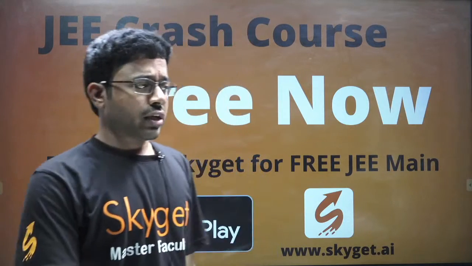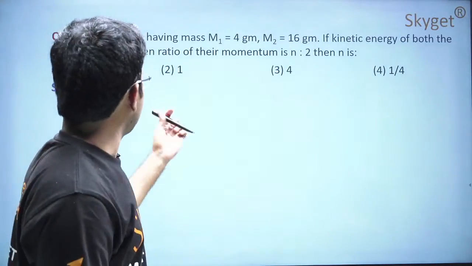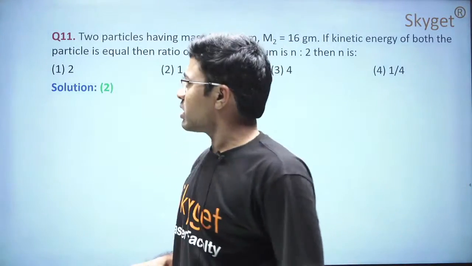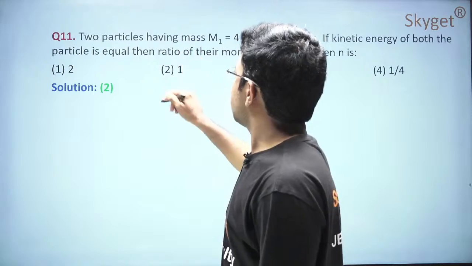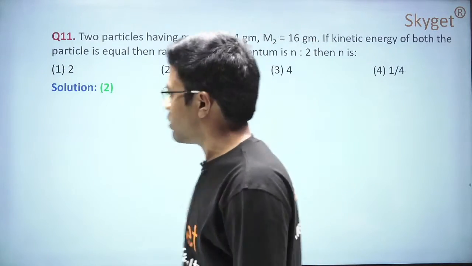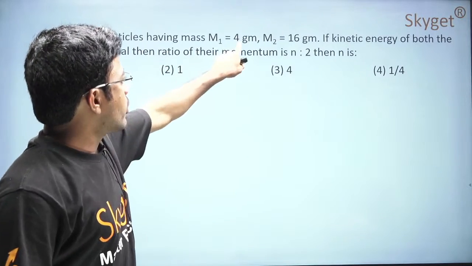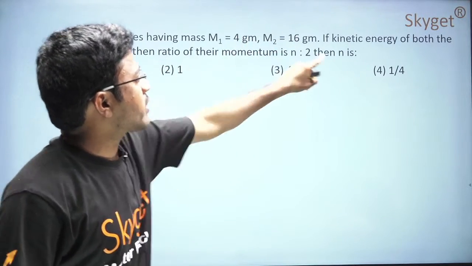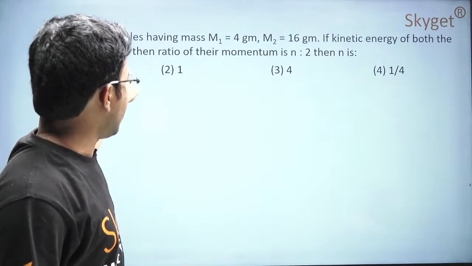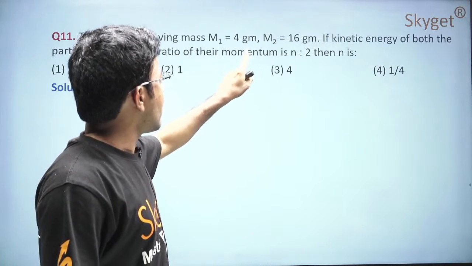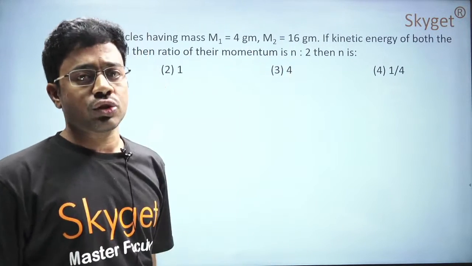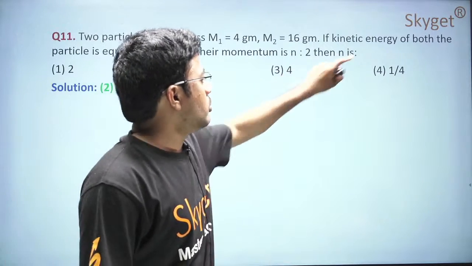Hi students, and now we are going to start from problem number 11, where the sir has left. Here you have two particles having masses 4 grams and 16 grams. If the value of kinetic energy of both the particles is equal, then the ratio of the linear momentum is n:2. So he is asking this value small n.